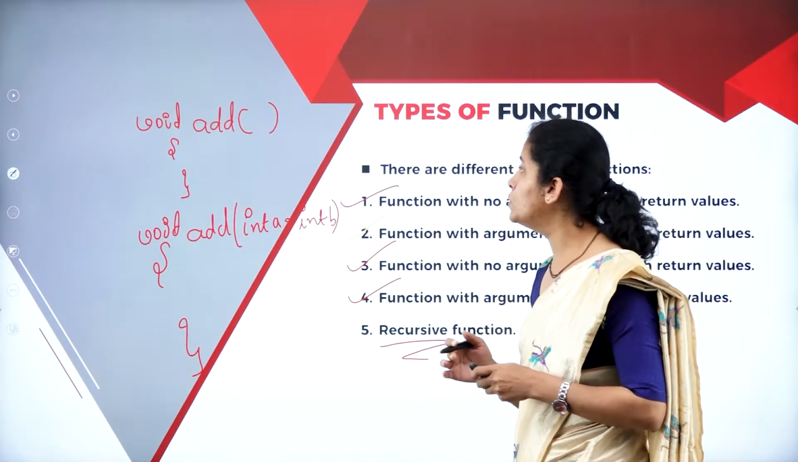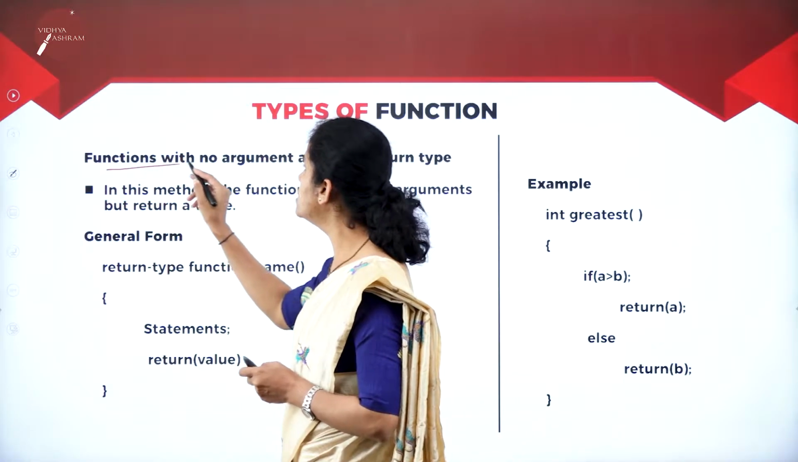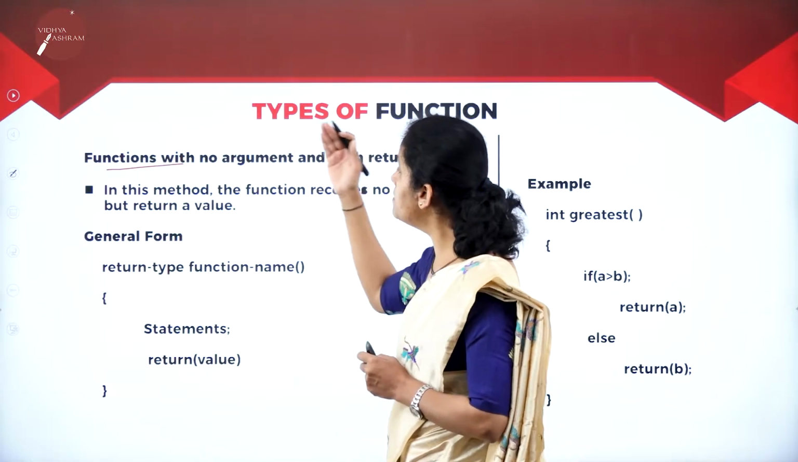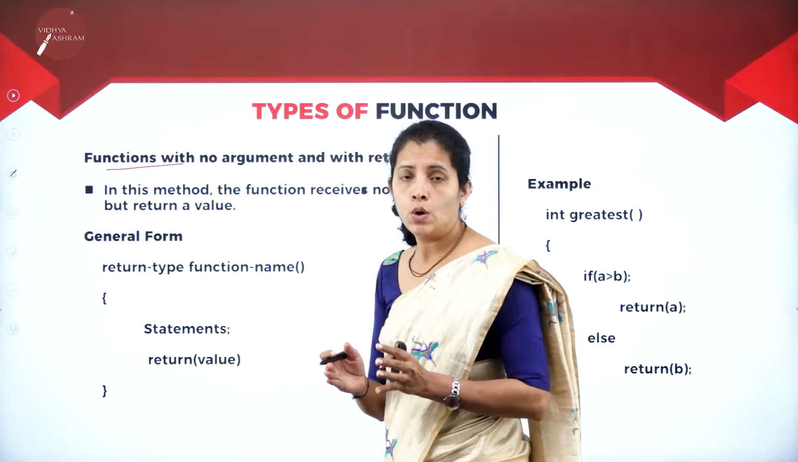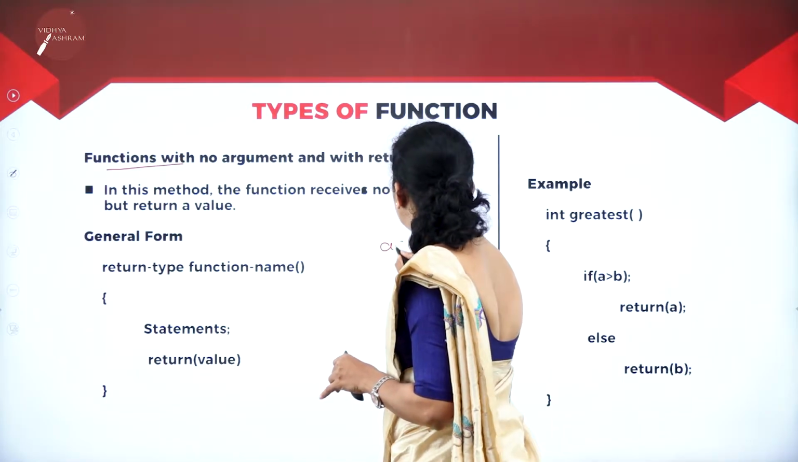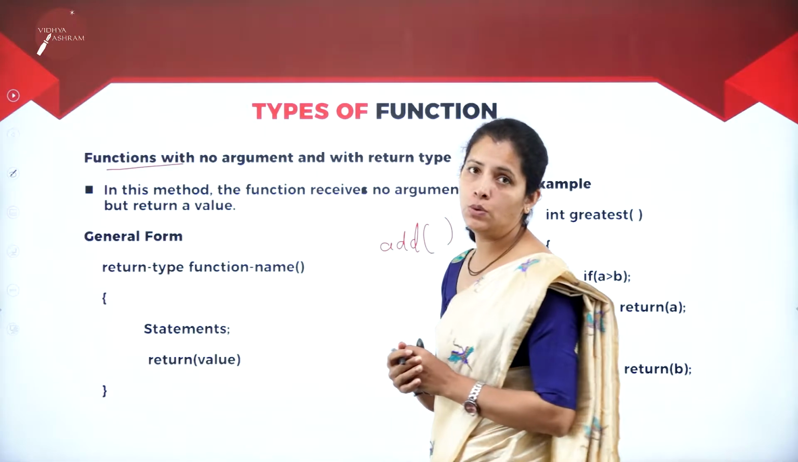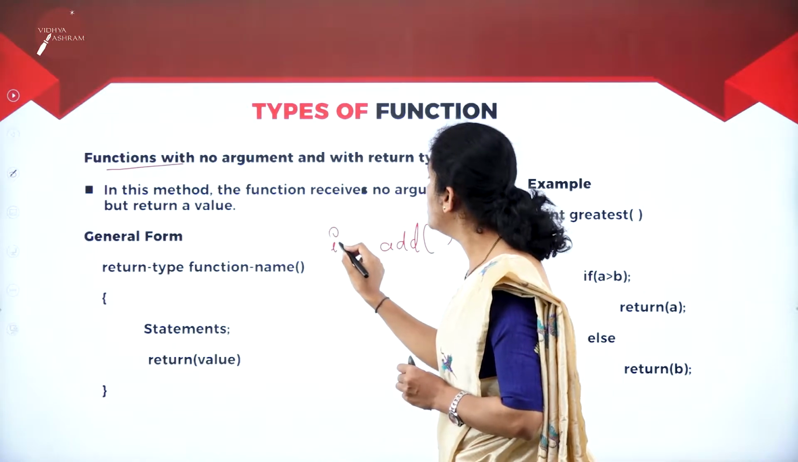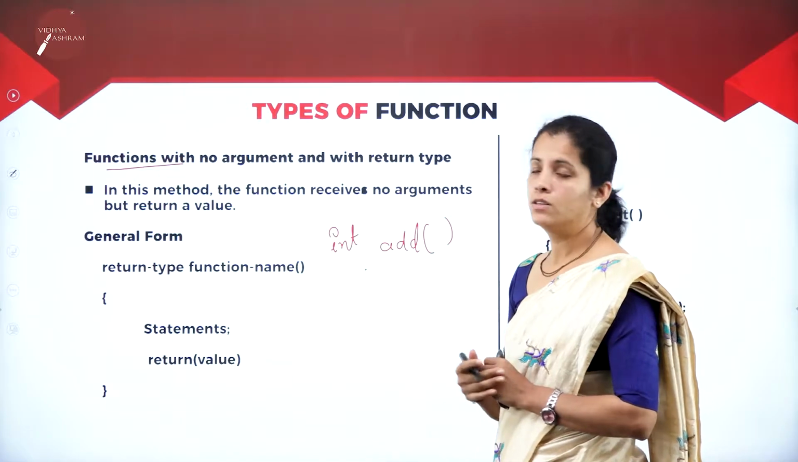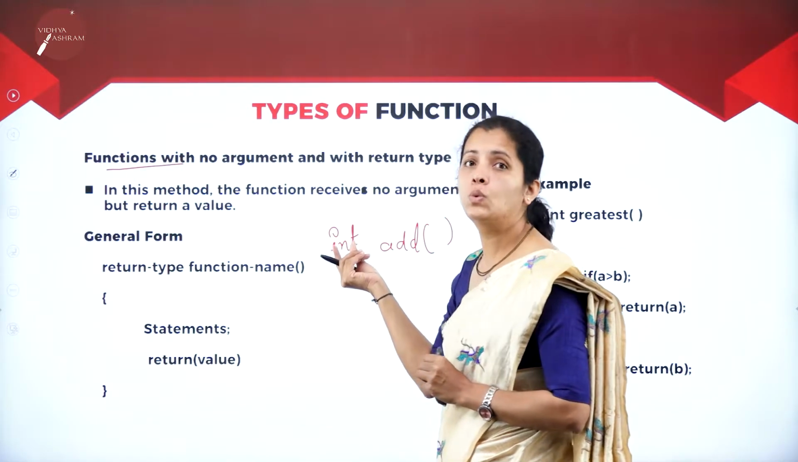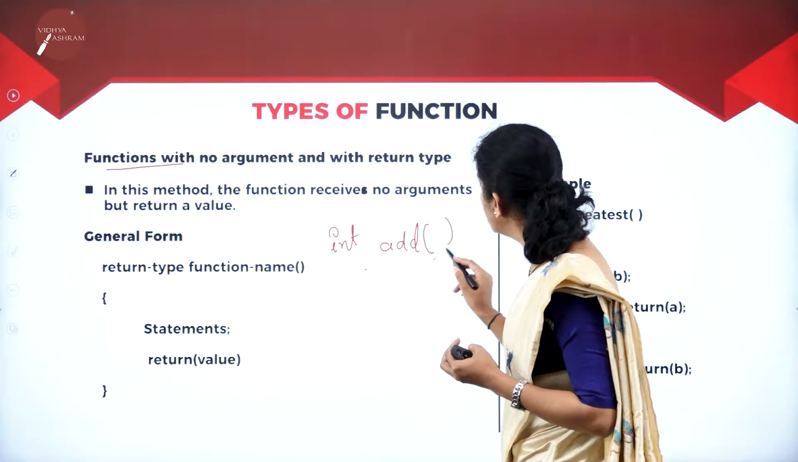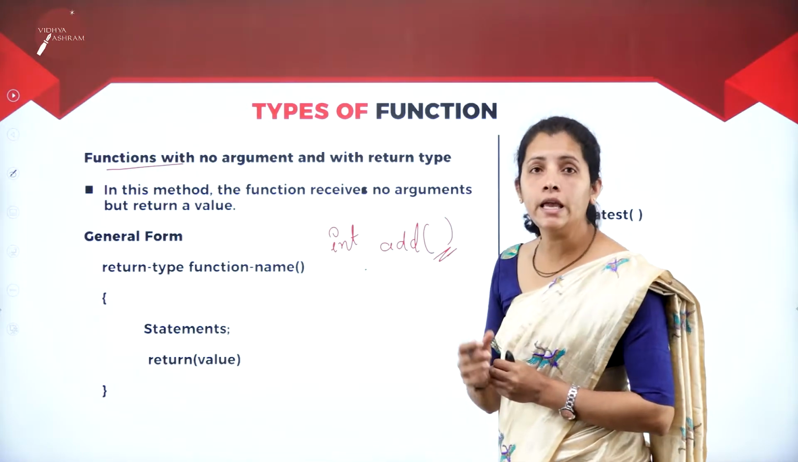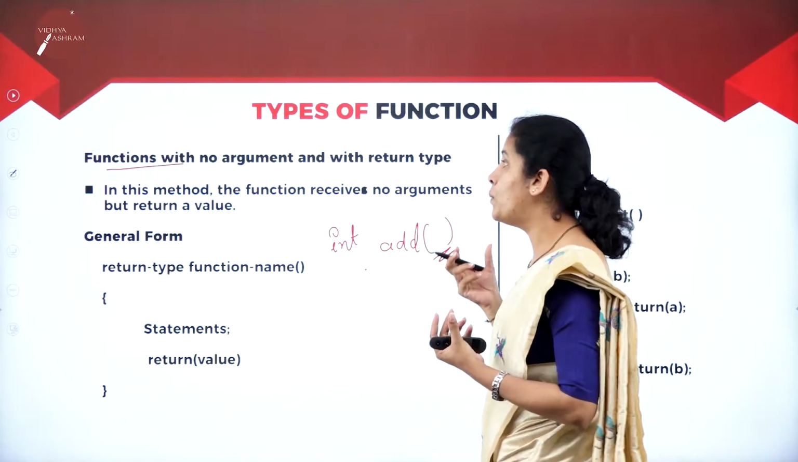Now moving on to the third type, that is functions with no arguments and with a return type. As the name itself indicates, function with no arguments means it won't receive any values or any arguments, but it's going to return the value. For example, int: I'm going to specify the data type because it's going to return the value. But here it is empty parenthesis because it does not receive any variable or any value.